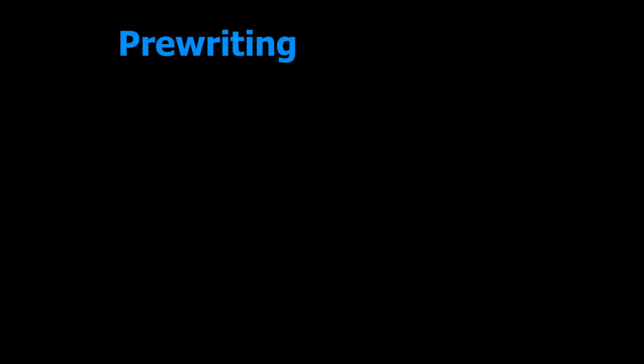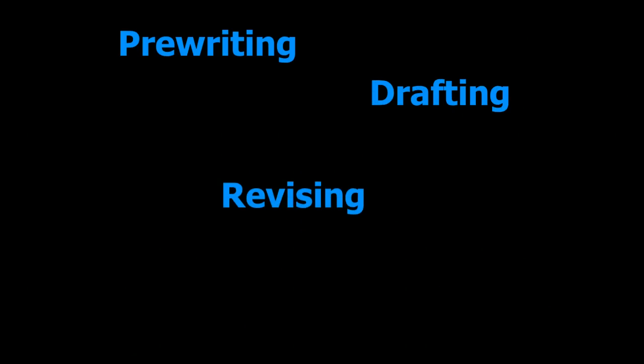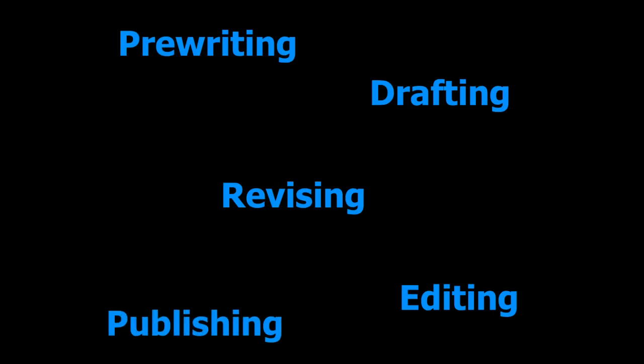The first step in the writing process is pre-writing. The second is drafting. The third is revising. The fourth is editing, and the fifth is publishing. Now, if you haven't already set up your Cornell notes, please go ahead and do that now, as we're getting ready to go into each one of these processes individually.